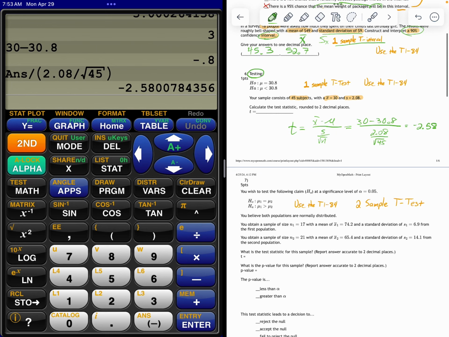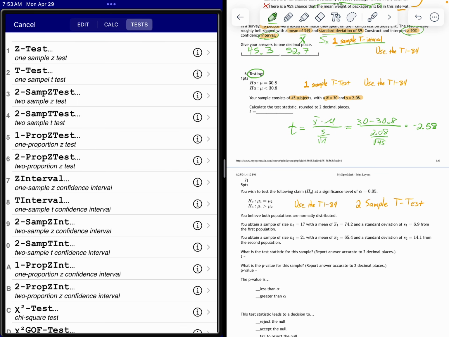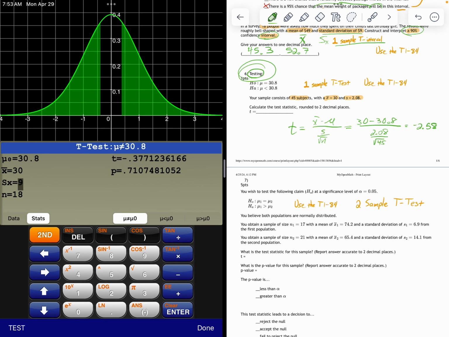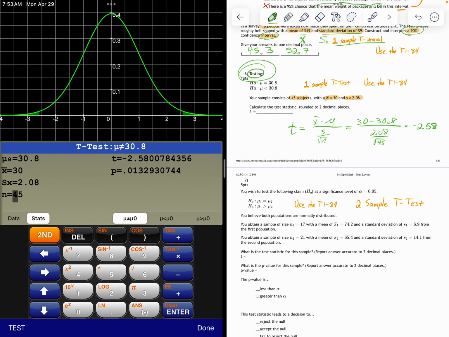Let's just verify on the calculator. When I run a t-test, this is a test, and put in the information, mu 0 is the null, x bar was 30, s sub x is 2.08, sample size was 45. I need to pick the less than. Yep, and there it is, negative 2.58, and it gives me the p-value as well. Just take your answer here and put it in the right spot to 2 decimals.